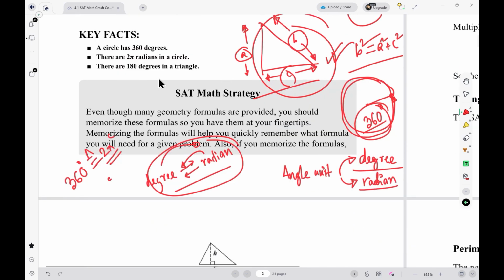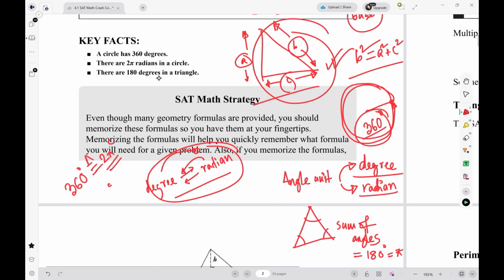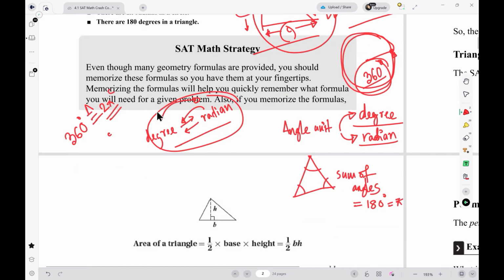And 180 degrees in a triangle means that for all of the angles of a triangle, if you add these angles, the sum of angles would be 180 degrees, which is pi radians. Okay, I think these things are helping us.